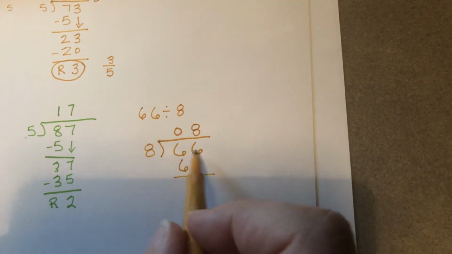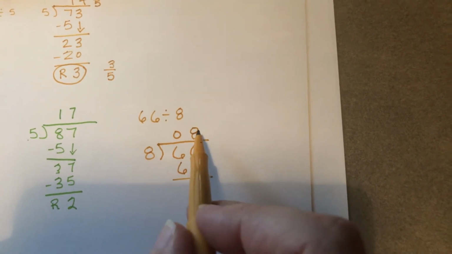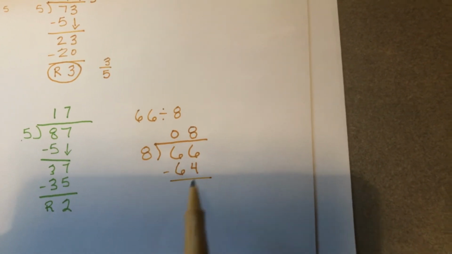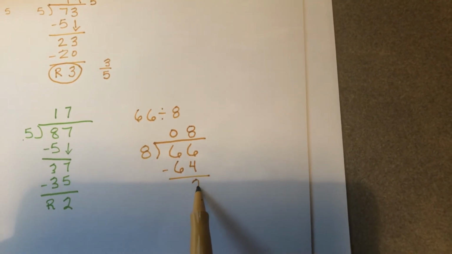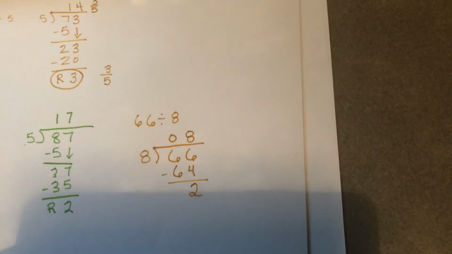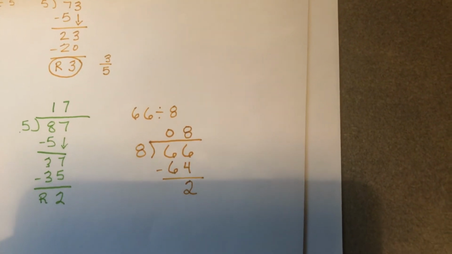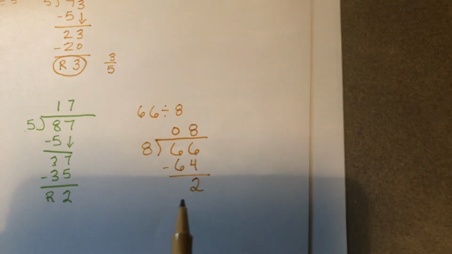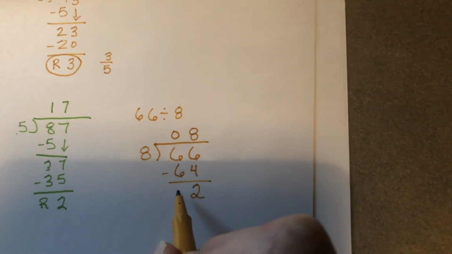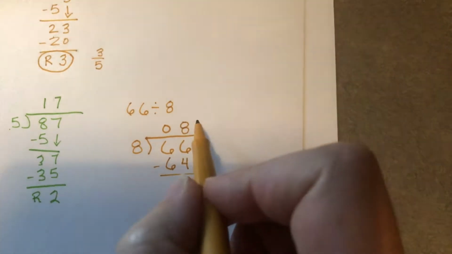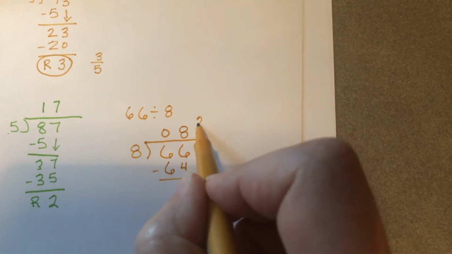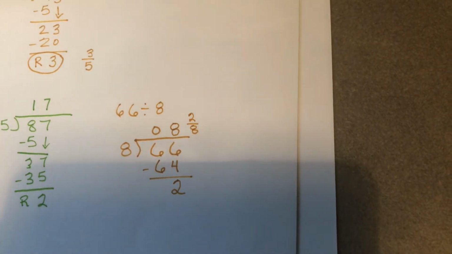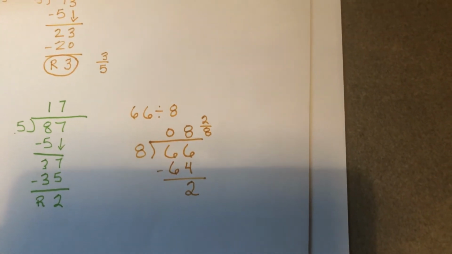Okay, so we divide. 66 divided by 8. We multiply. 8 times 8 is 64. Then we subtract, and we have 2 left over. Okay, that's a remainder of 2. Now, what that really means is 8 and 2/8. Right? So he has 2 tickets left over.